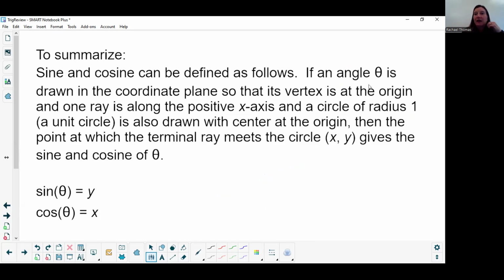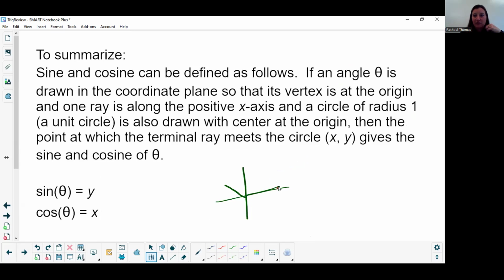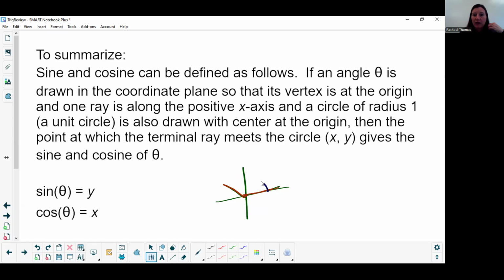The moral of the story is that sine and cosine can be defined as the x and y coordinates of the point. If an angle theta is drawn in the coordinate plane so that its vertex is at the origin, and one ray lies along the positive x-axis, so it'd be this guy right here, and a circle of radius 1 centered at the origin is also drawn, then the point at which the terminal ray, that's this guy over here, meets the circle, (x, y), gives the sine and cosine of theta. The sine of theta is the y coordinate, the cosine of theta is the x coordinate.